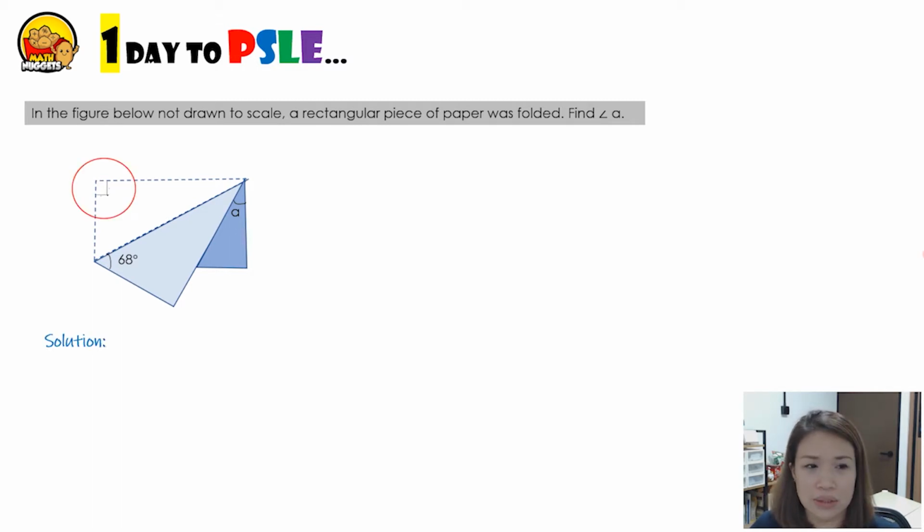Let's look at the corners. Since this is a rectangular piece of paper, the corners will be 90 degrees, right? So this is 90 degrees. Folded down, that's 90 degrees as well.